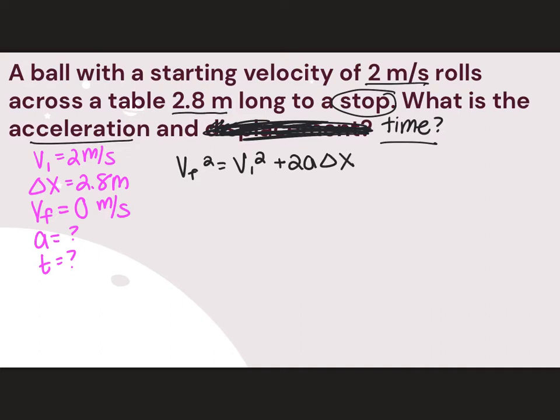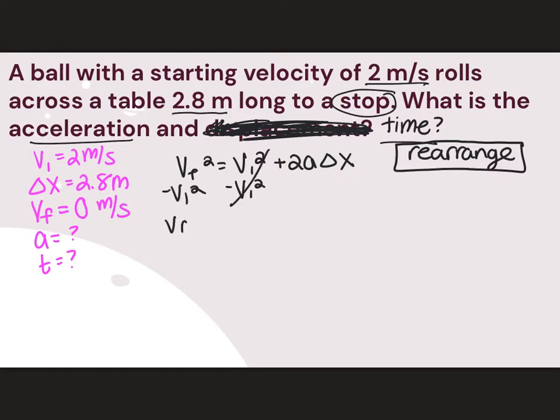We are sophisticated physics students, so we need to solve for A. You are required to rearrange. A couple of reasons why: it shows your deeper understanding, and sometimes you'll have no numbers to plug in. I'm going to subtract VI squared from both sides. And then I am going to divide by 2 delta X. Why can I do that? Well, order of operations. Okay.